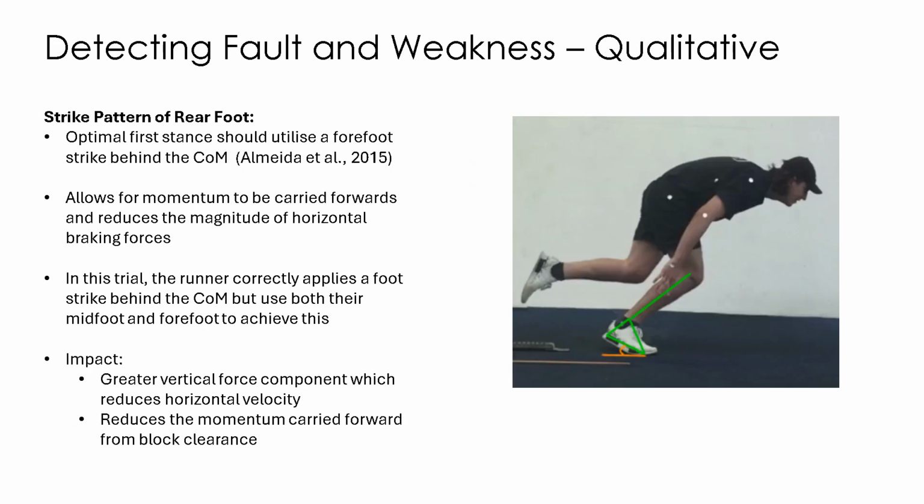Almeida et al.'s meta-analysis in 2015 concluded that a forefoot strike behind the center of mass is the optimal technique to carry momentum and reduce horizontal braking forces. In the trial, the runner correctly applies a foot strike behind the center of mass, but they use both their midfoot and forefoot to achieve this. This increases the vertical force component, which reduces the horizontal velocity and momentum of the runner.